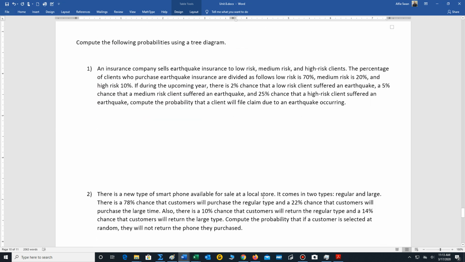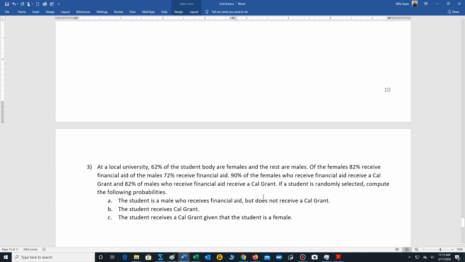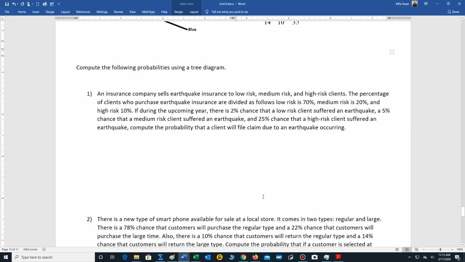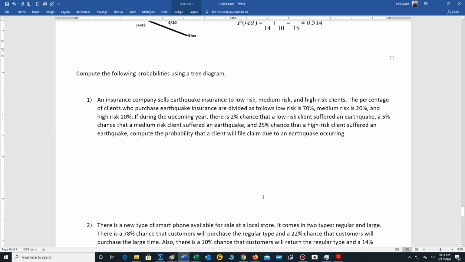And we have a few problems for you to try involving the tree diagram. Go ahead and take time to work on those problems, and then just contact me if you have questions. We'll post some of the answers up later on. But that's going to conclude the video.